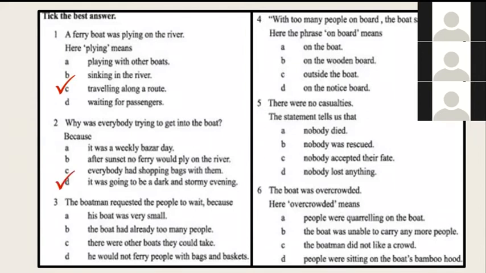Right. So number three, the boatman requested the people to wait because what's the cause? The boat had already too many people. Anyone else, please? The boatman requested people to wait because his boat was very small. There were other boats they could take. He would not ferry people with bags and baskets. Yes, sir. I agree with Rafik. That's good. The boat had already too many people. That means the boat was overcrowded, overloaded with the people.